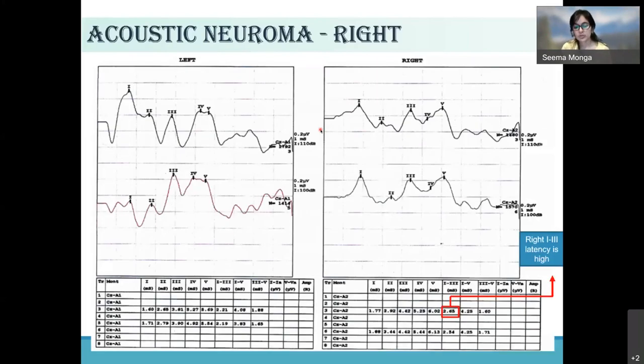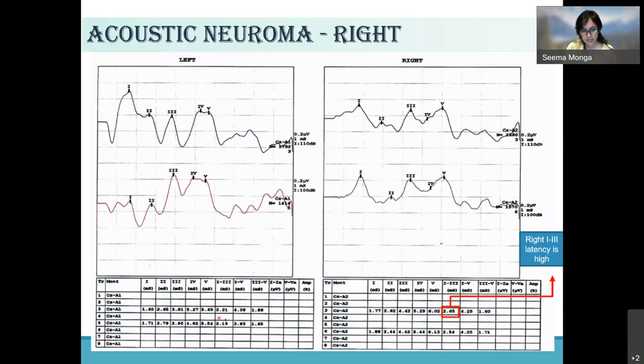So what is this picture? Can you see that this is the BERA of a patient? This patient had acoustic neuroma on the right side, all right? Right side acoustic neuroma. How did you check? You check the latency between 1 to 3 on the right side. It is written in the report. All you have to do is just check the report between 1 to 3. How much is the latency? 2.65. I told you it should not be more than 2 or 2.2. It is very high. So it is a patient of acoustic neuroma on the right side.